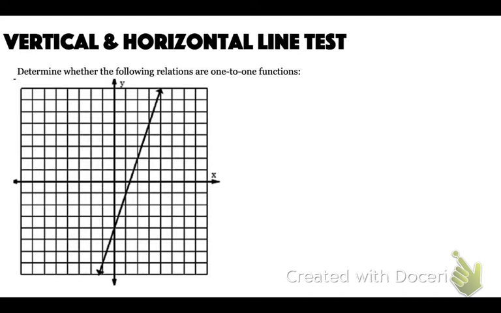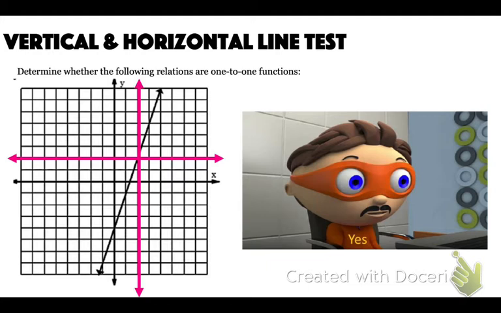Now let's look at this. If you're given a graph and you have to determine whether it's a one-to-one function, do the vertical line test, passes, yep. Horizontal line test, passes. So that means yes, this is a one-to-one function.